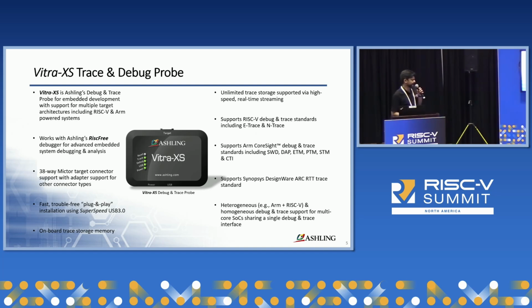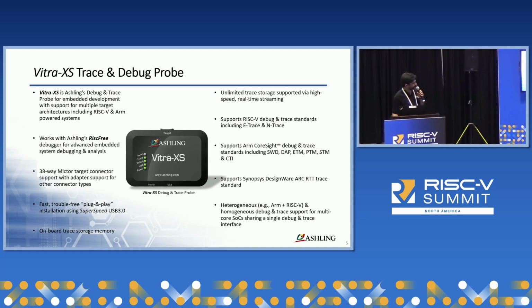And when it comes to trace solutions, again, different architectures, different protocols. Within RISC-V, we all know that we have the Nexus trace and the E-trace. Both of them are being supported. And when it comes to the other architectures like ARM, we have ETM, PTM, STM, all those kinds of things. And from Synopsys, we have the real-time trace, RTD trace. All of these are supported. So that's the one key thing, kind of a universal probe, which should allow you to debug and trace anything. And again, simultaneous heterogeneous tracing as well.